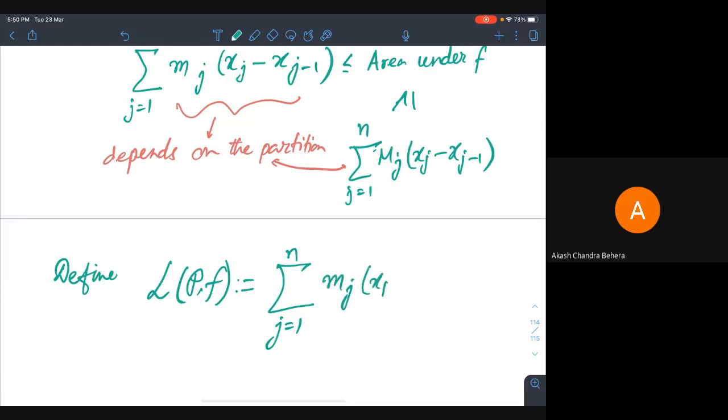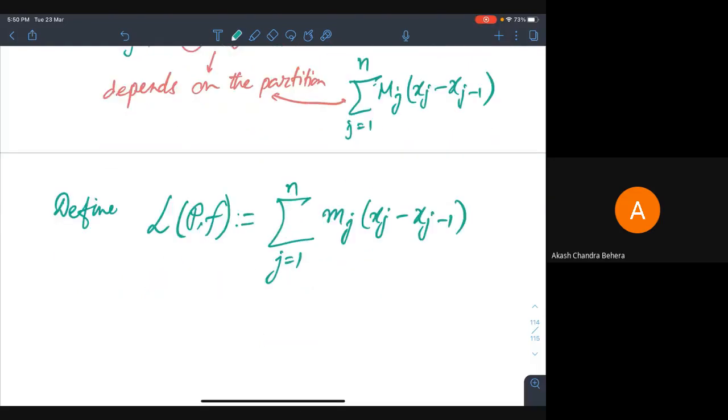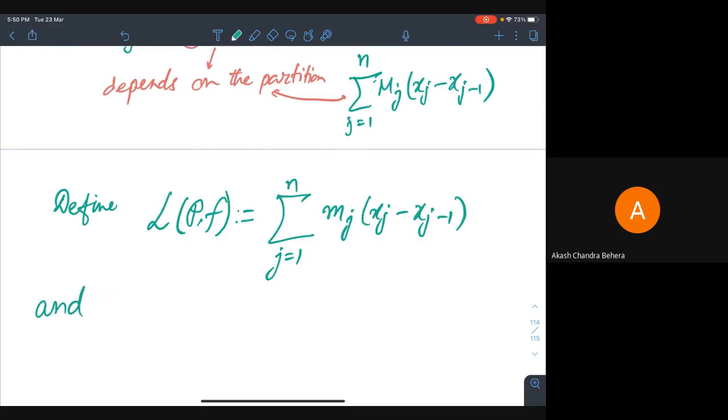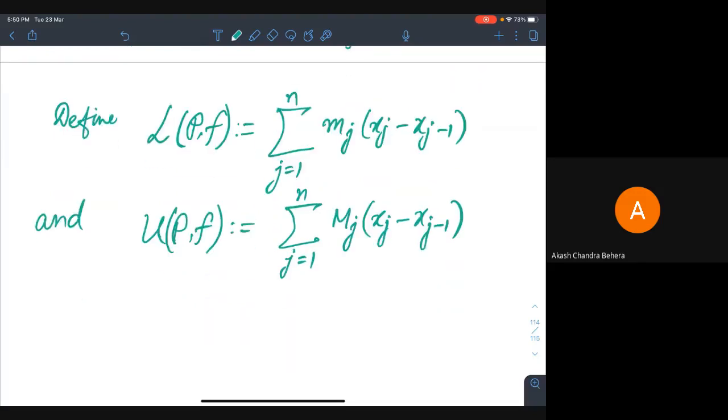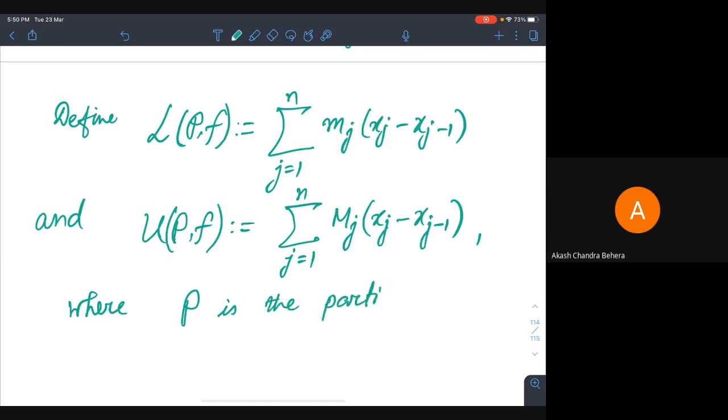m_j (x_j minus x_{j-1}) and U_P f to be the sum j from 1 to n of capital M_j (x_j minus x_{j-1}). Alright, where P is a partition, the partition x_0 less than or equal to x_1 up to x_n. So here it is a P.